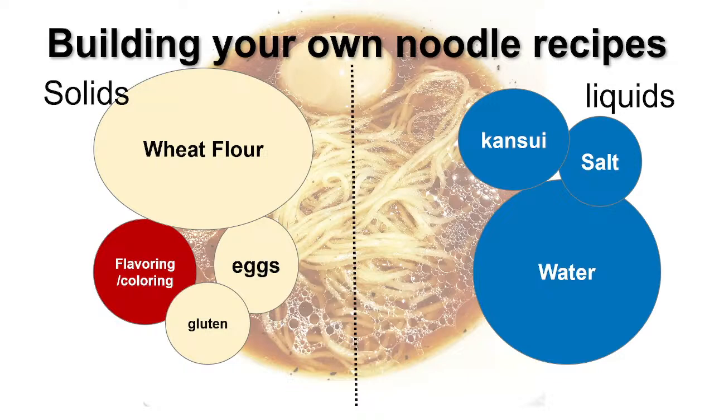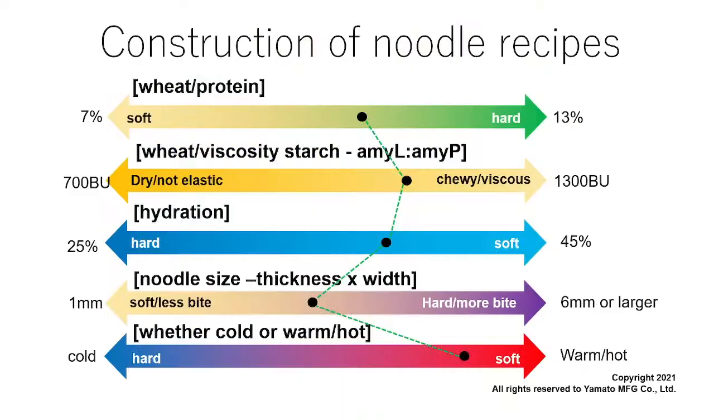The solids are the wheat flour, flavoring, coloring powder, and gluten to harden the noodles, right? And then eggs. Eggs can be in powder form or fresh raw eggs. If you're using raw eggs, think of them as being 70% liquid and 30% solid, right? And the liquids are water, kansui, potassium carbonate, sodium carbonate, and salt. Then we can figure out what the hydration ratio is.